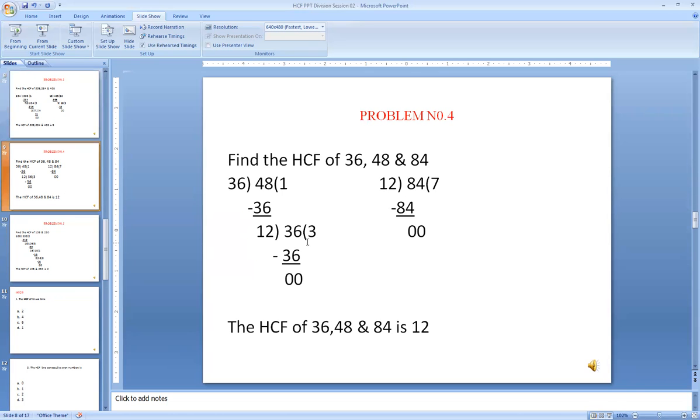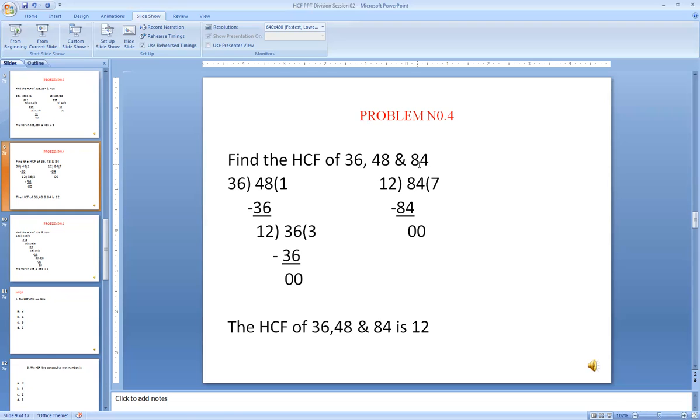Let us go for the fourth question. That is problem number 4. Find the HCF of 36, 48 and 84. Now let us divide 48 by 36. 1 time 36, remainder is 12. Then again we should take this 36, 12 times 3 is 36, remainder is 0.